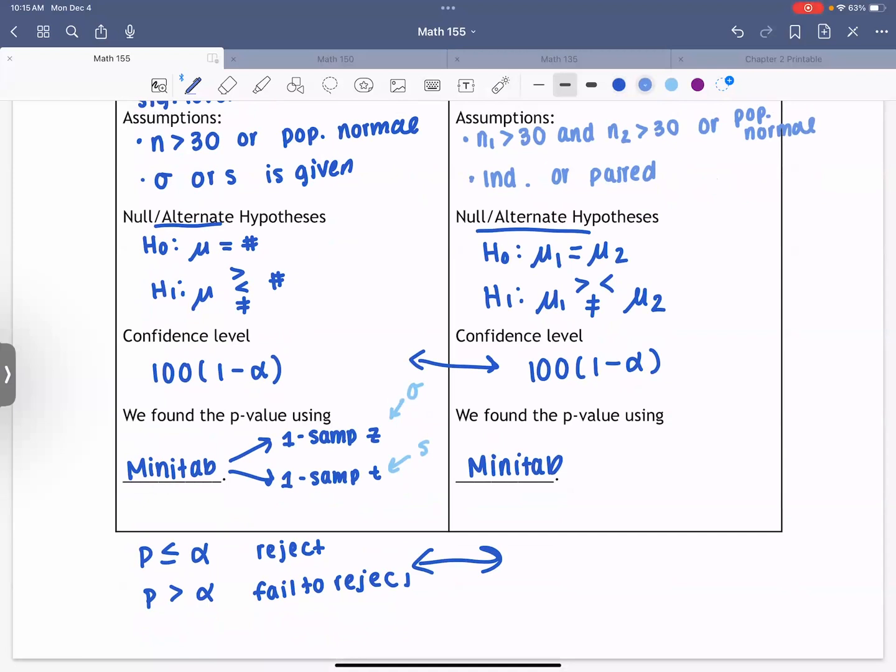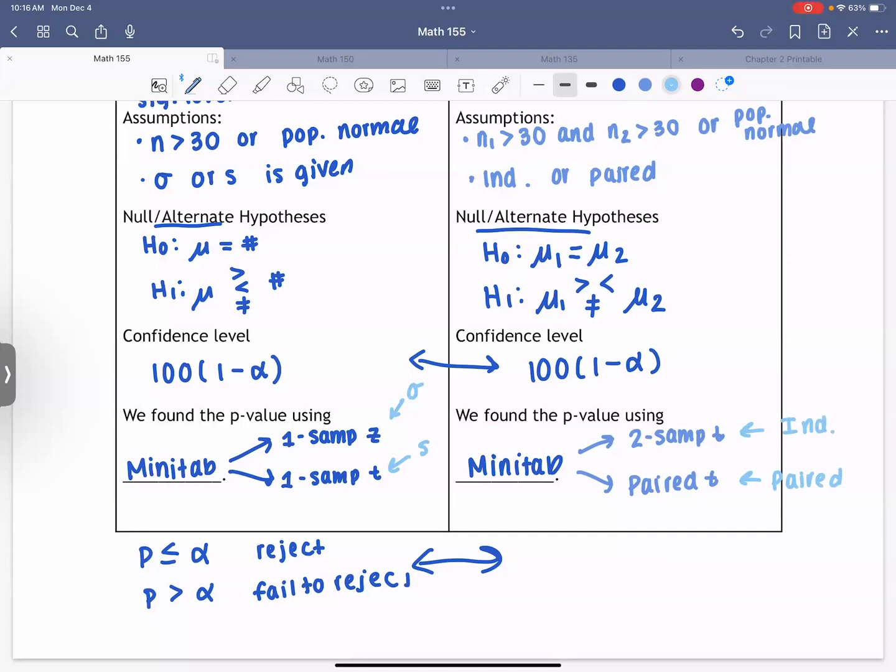The only slight difference here is instead of using the one sample z-test and the one sample t-test, you're using the two sample t-test and the paired t-test. So basically the same formulas and Minitab buttons that you use are going to be the same. If we have paired samples, which test do we use? Paired, right? That's a pretty easy one. So this is paired. And if we have independent samples, it's the two sample t-test.